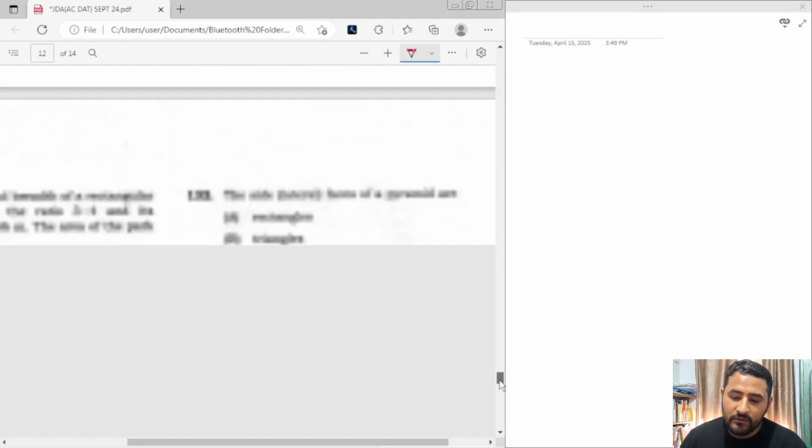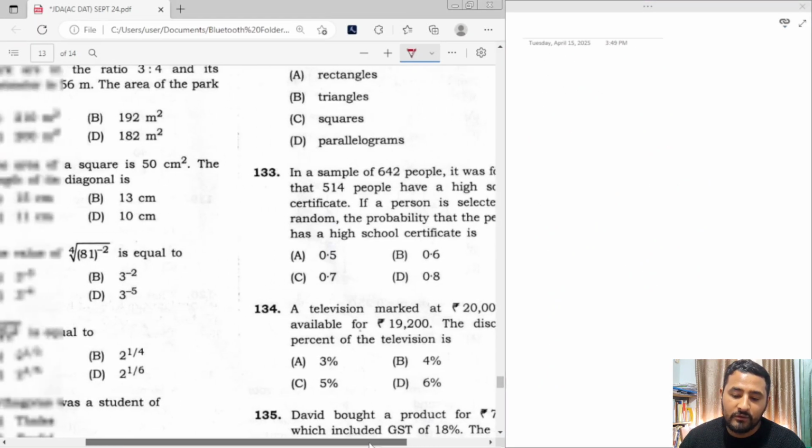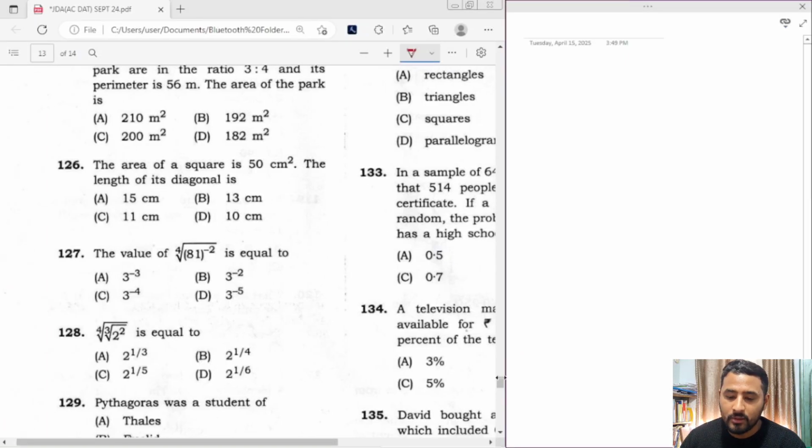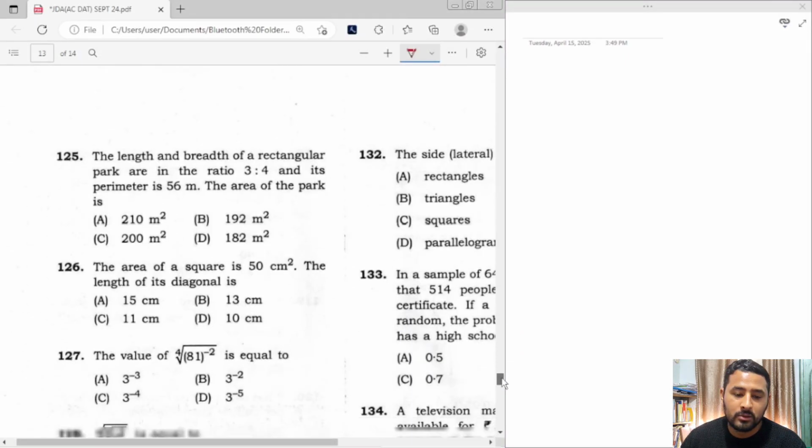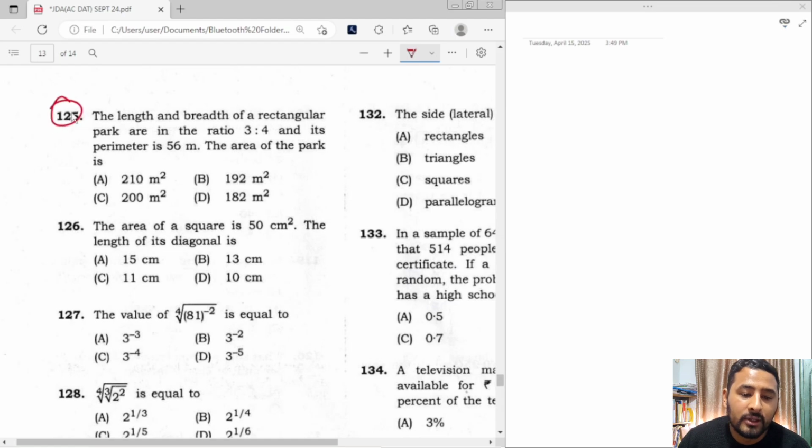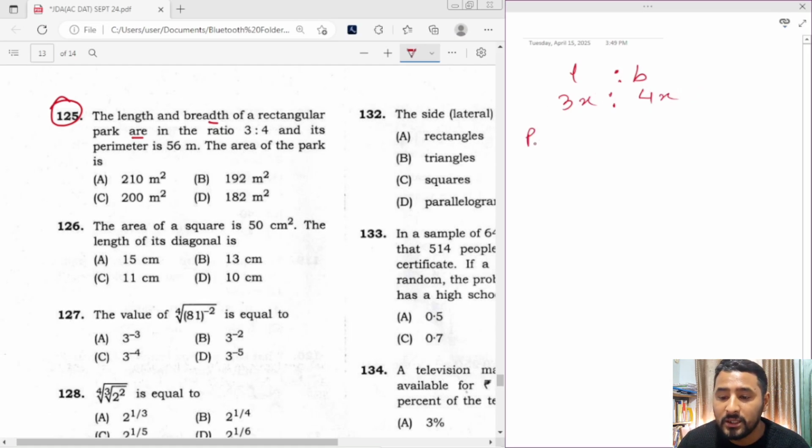Let's go to question number 125. The length and the breadth of the rectangular park are in the ratio 3 and 4. So it is given L and B in the ratio of 3 and 4. If nothing is there, you can put x. And its perimeter is 56, already given. Again, I told you, MPSC may be fond of length and breadth and perimeter.